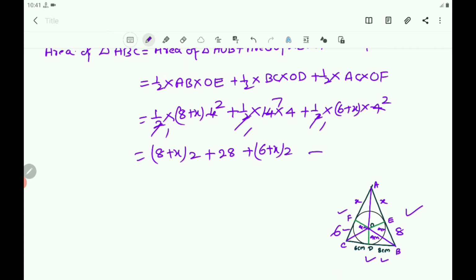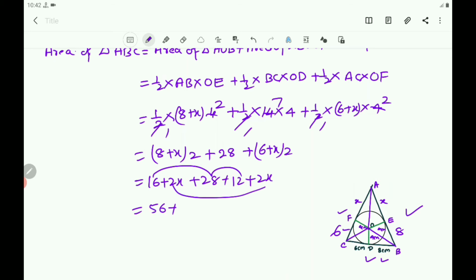and consider this, you add here and multiply, 8 twos are 16 plus 2x, plus 28, 6 twos are 12 plus 2x, and the sum of these three, 16 plus 12 is 28, 28 plus 28 is 56, plus 6x.